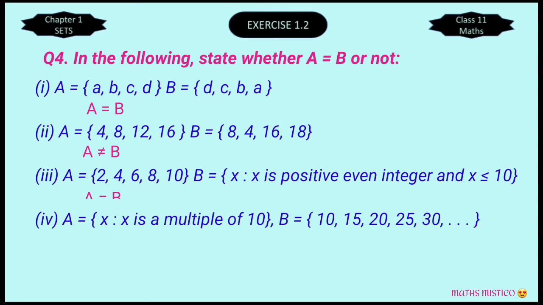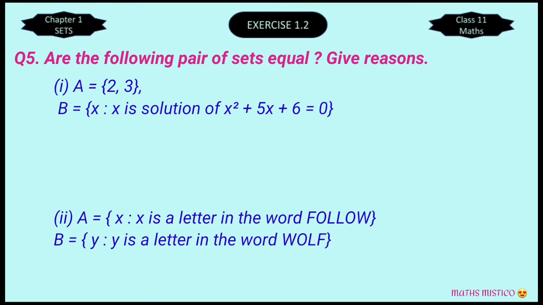In the fourth part, A is the set of multiples of 10. Are all the members of B multiples of 10? No, 15, 25, etc. are not. So this implies that A is not equal to B. Question 5 is also similar.